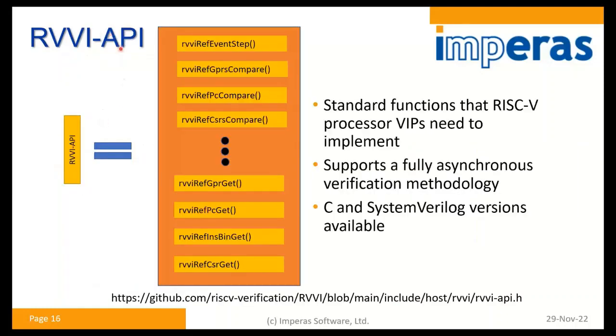The second API and the second interface really is the API which goes from the test bench into the sort of verification IP. So it has simple things like stepping and getting values and comparing. It basically provides a set of standard functions so that any sort of reference IP can be included in it. And it's been defined in such a way that there are C and SystemVerilog versions, so it will work with both commercial simulators and open source simulators, and it supports the full asynchronous verification.